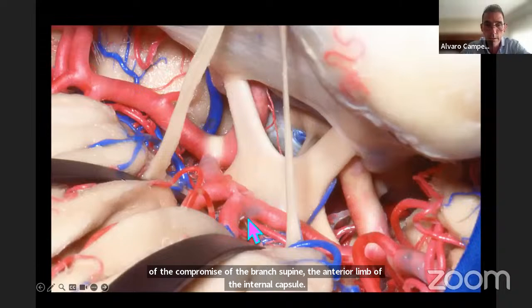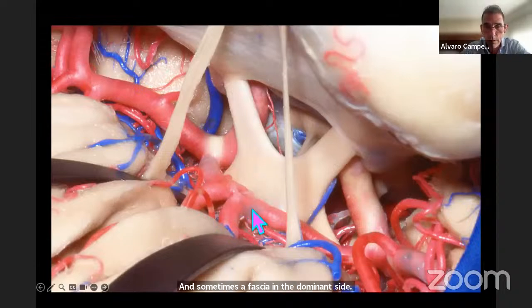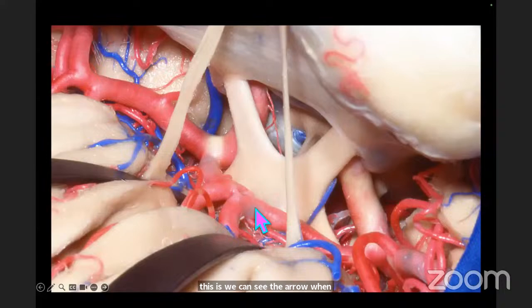So here we can see the arrow. When? Yes. Okay. Very clear now.